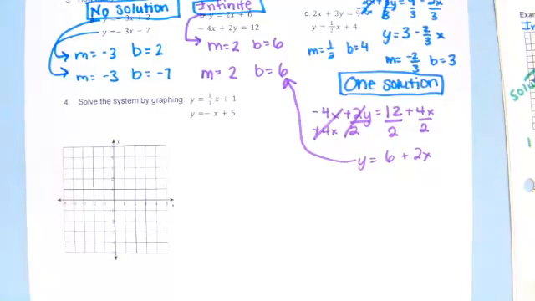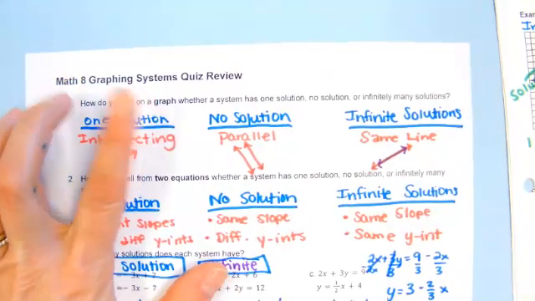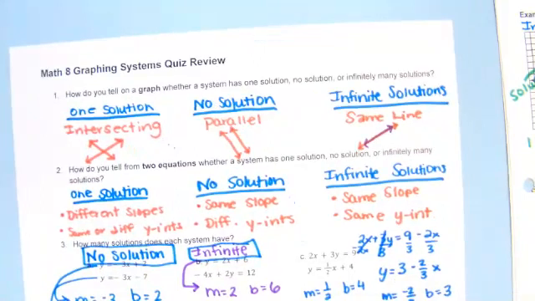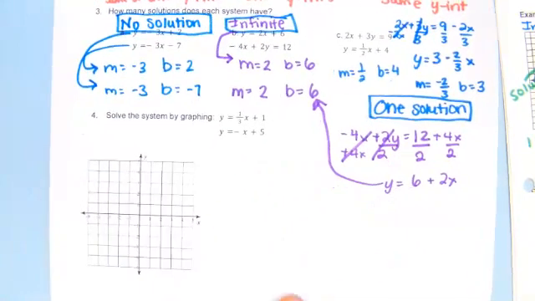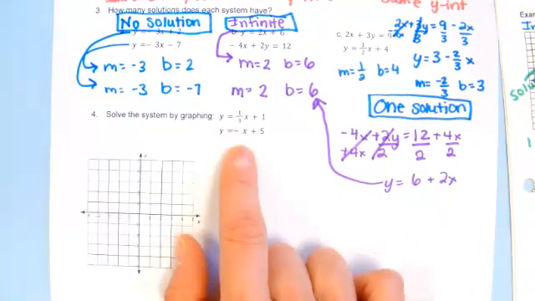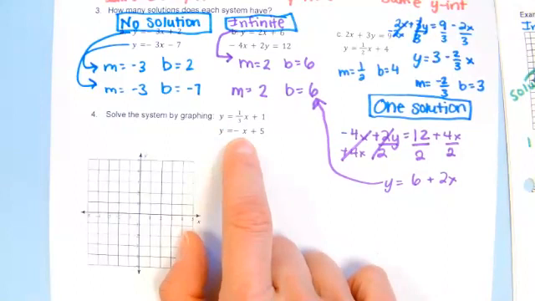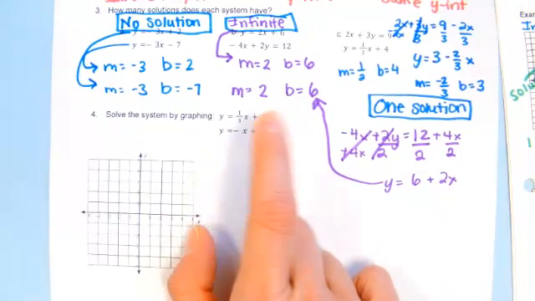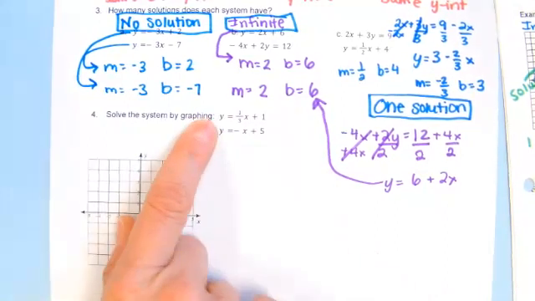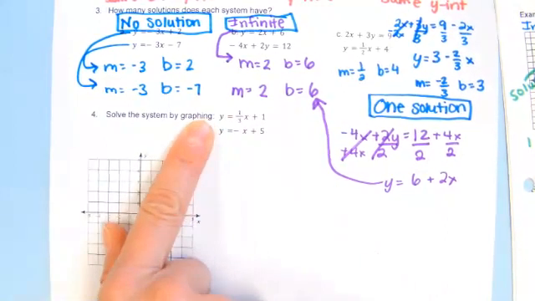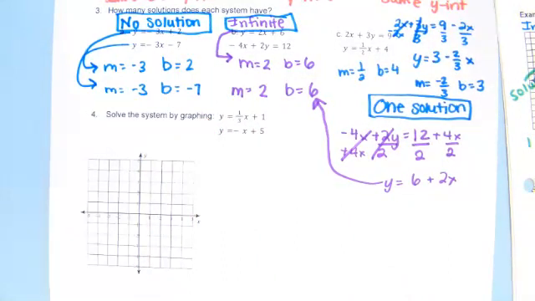Okay, so part 2 of the Graphing Systems quiz review is to actually do the graphing. So we're going to solve systems by graphing here, and I'm going to remind you how to do that in this video. First things first, you check to see if your equations are in y equals, and in this case, they are in y equals, so we have to find a slope and a y-intercept for each.